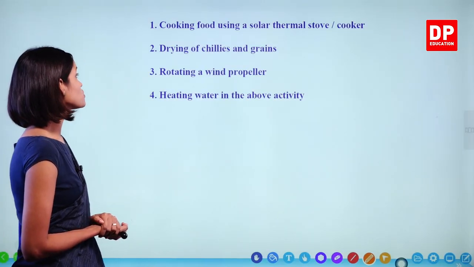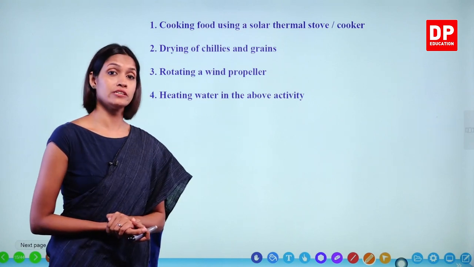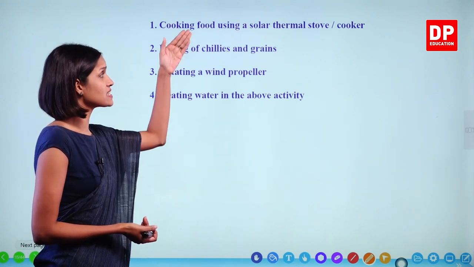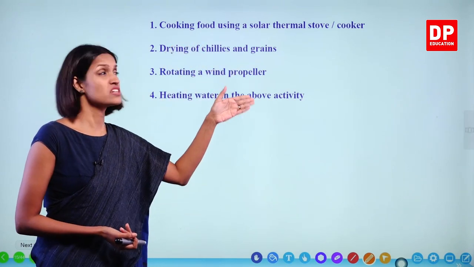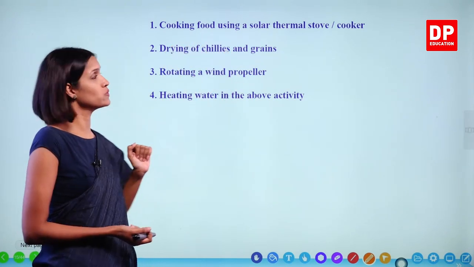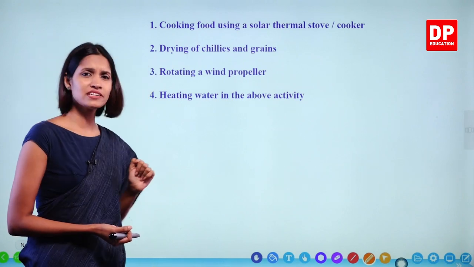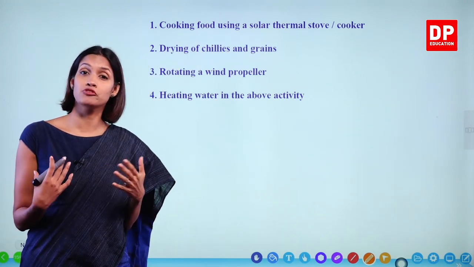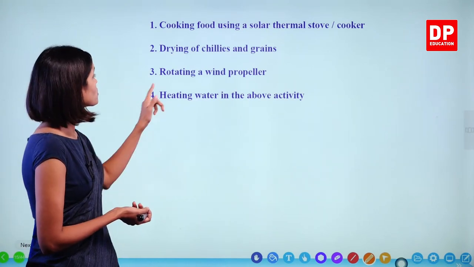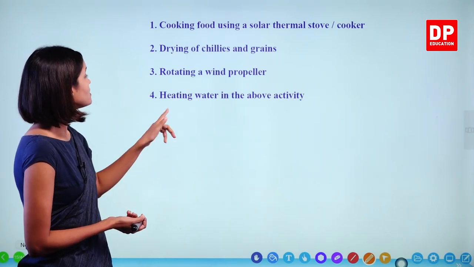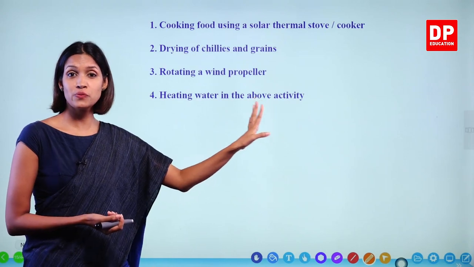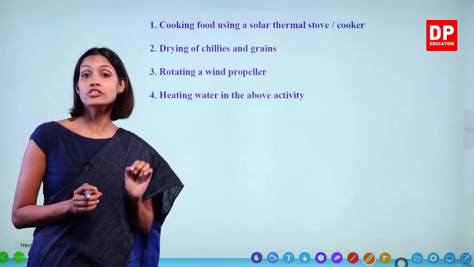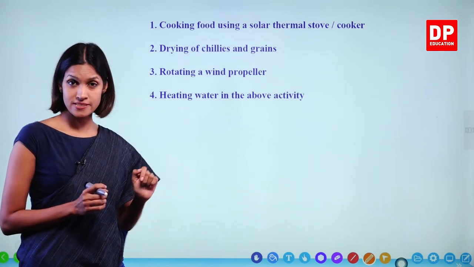Right. Look at these four instances. Cooking food using a solar thermal stove or solar thermal cooker. Now, these are some activities or tasks, or in other words, work that we have to do. Drying of chilies and grains. In day-to-day life, we have to dry chilies or grains, or sometimes we have to dry our clothes. Rotating a wind propeller, and heating water in the above activity. We made a solar thermal box stove and we heated water using that one. So this is about that activity.